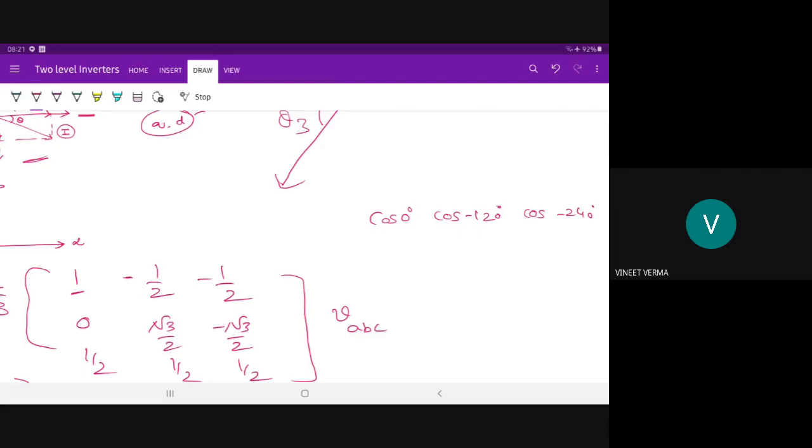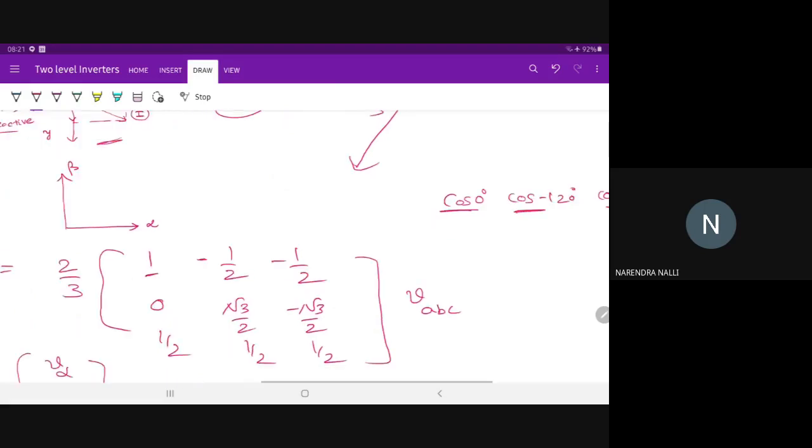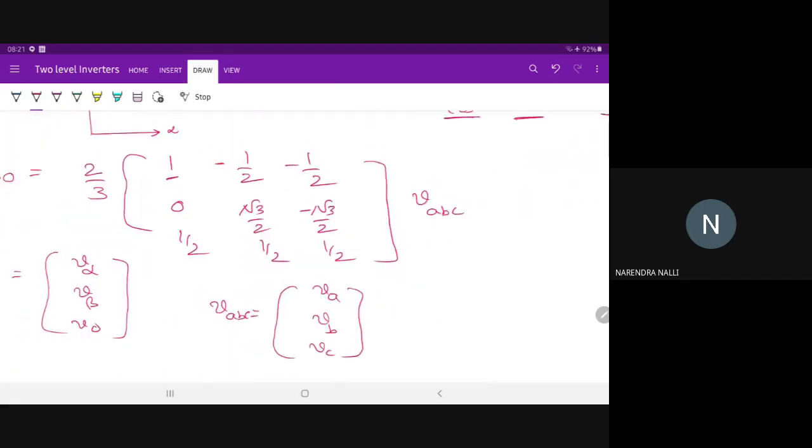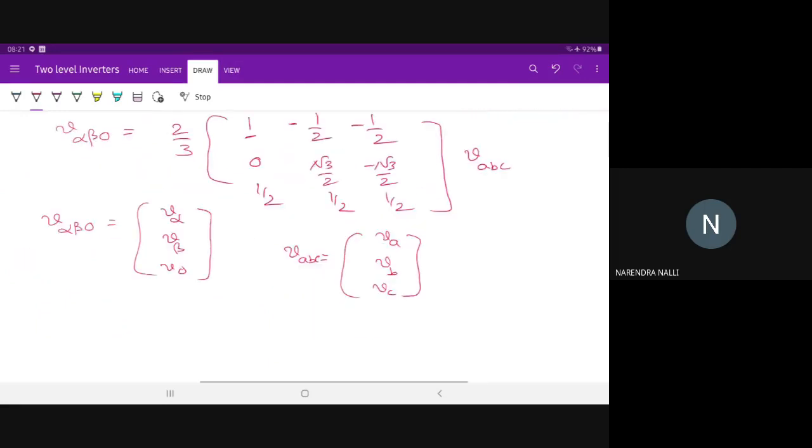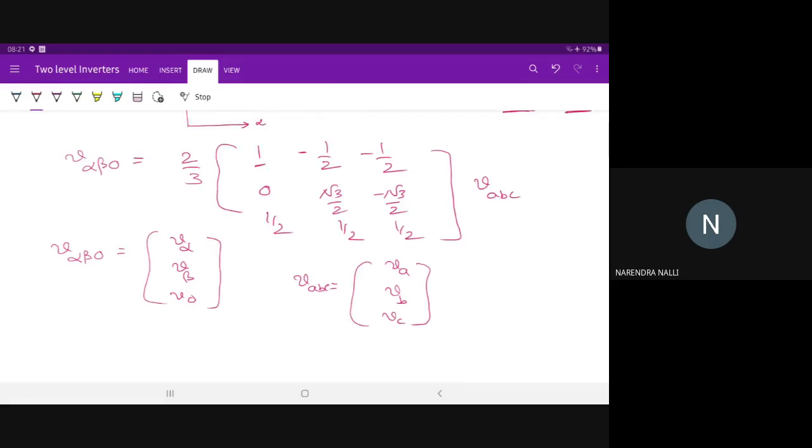What is cos minus 120? 0.5, minus 0.5, right? Clear? So this is the first term, this is the second term, and this is the third term, right? The same thing you can analyze. If you have any doubts, you can refer to that flux derivation, the resultant flux derivation in the air gap. So that is there, right?